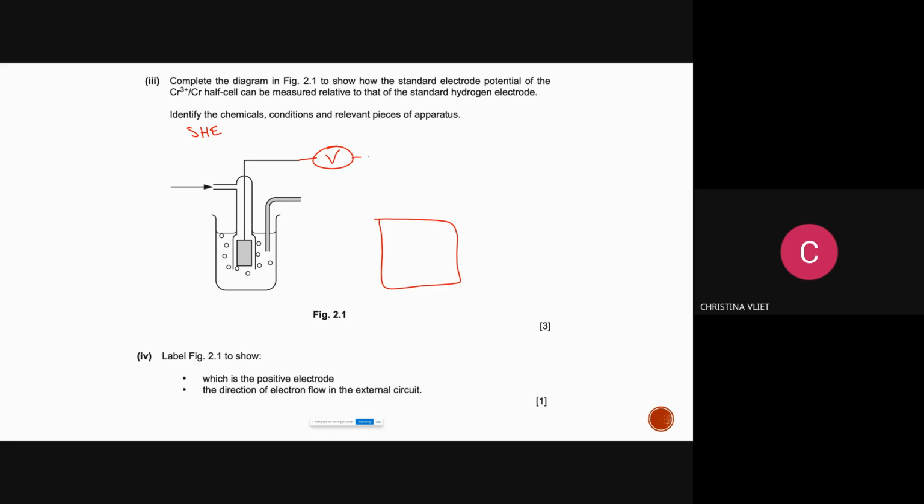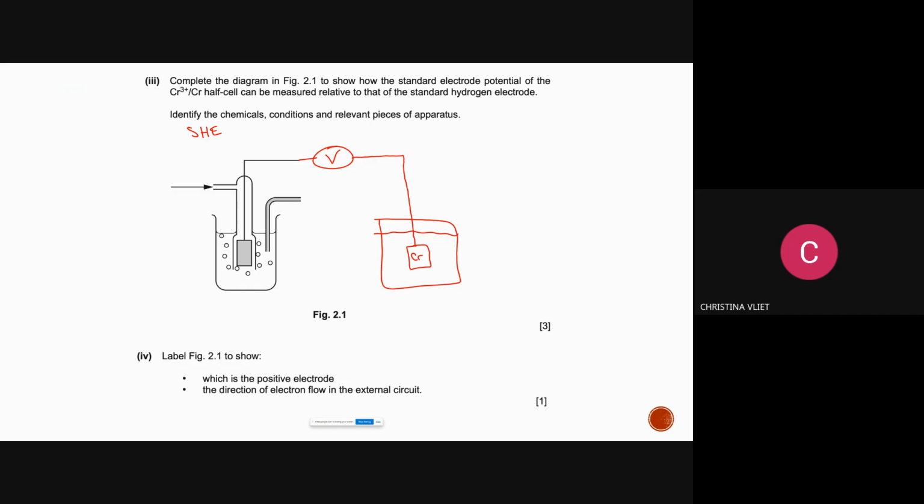And then we would need this wire to continue and go into here. We need a water level, and then you have this. What is this electrode made of? Chromium. How do we know that this electrode is made of chromium? You can either write Cr inside, or you can write an arrow to it and write Cr, like an arrow pointing here, and then say that it's made of Cr.